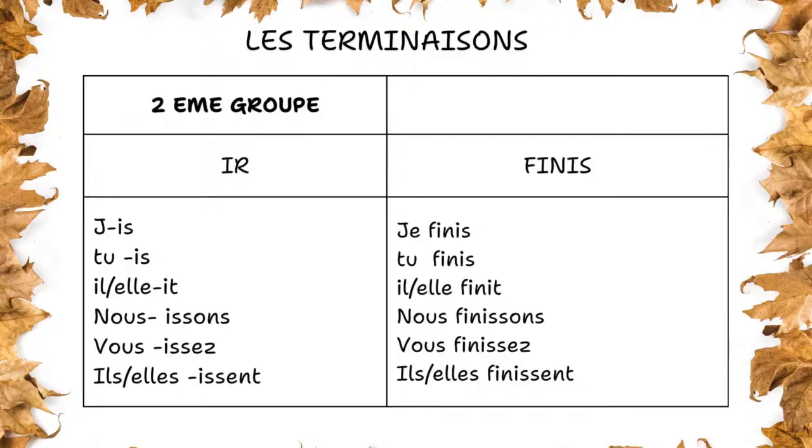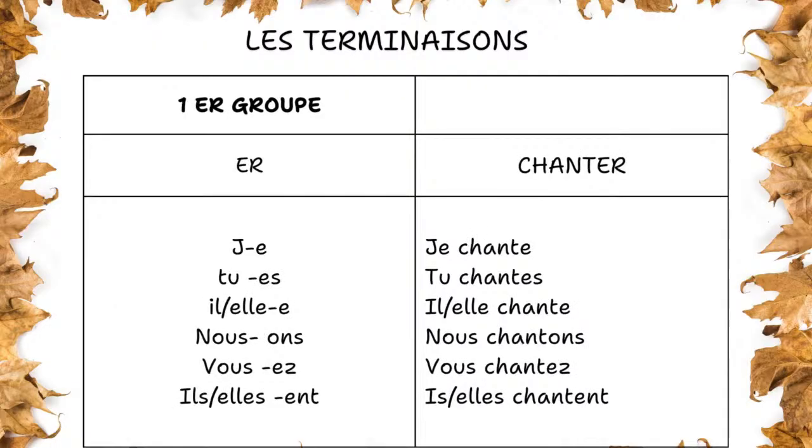Now, let's look at the first group, les verbes en ER, the verbs in ER. We have said the endings for ER verbs are e, es, e, ons, ez, ent. So we're going to have the verb chanter, which means to sing, and we remove the ER, and then add the ending. So je chante, tu chantes, il, elle chante, nous chantons, vous chantez, ils, elles chantent.